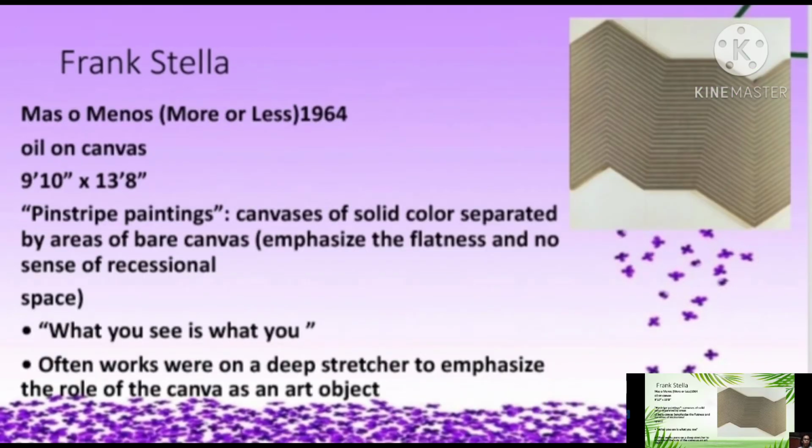So this is the work of Stella, the Más o Menos, or in English, more or less, created in 1964 with oil on canvas. His stripe paintings are canvases of solid colors separated by areas, overlay canvas that emphasize the flatness and no sensational space. So what do you see? Often his works have deep structure to emphasize the role of the canvas as an art object.